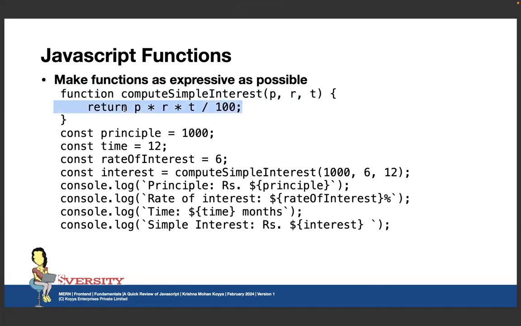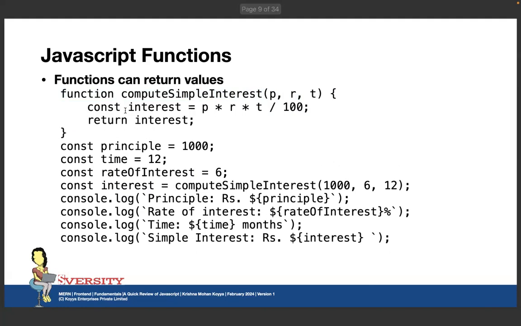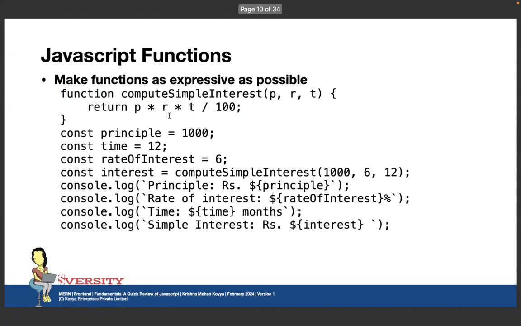Everything else is same. Where is the difference? Here I am storing this interest into a constant and then returning it. Here I'm not doing it. Whatever is the value that system computes, I'm returning it directly. So this is more compact code. Functionally nothing different, but this is more expressive. You are writing less amount of code to get the same result.